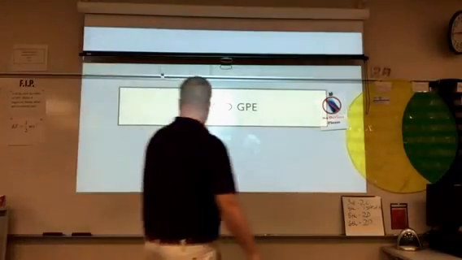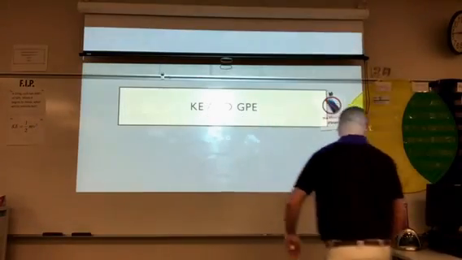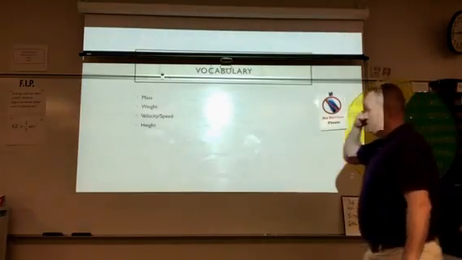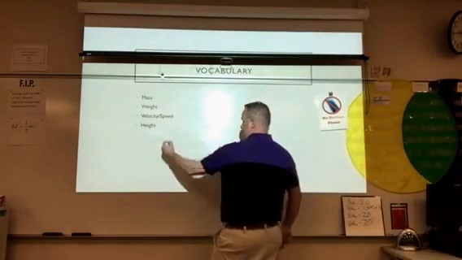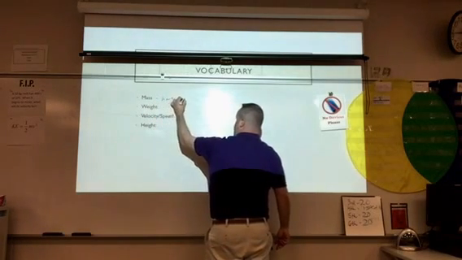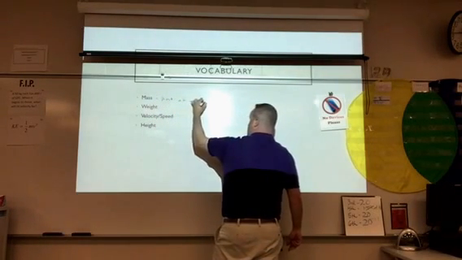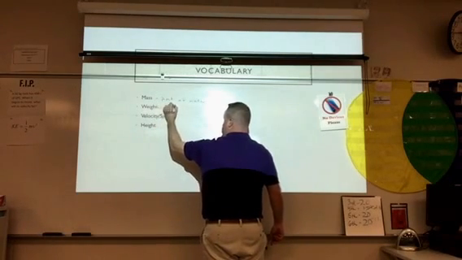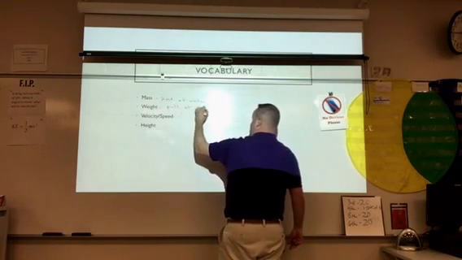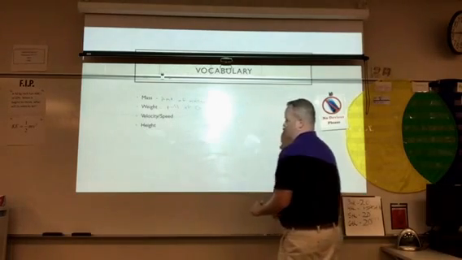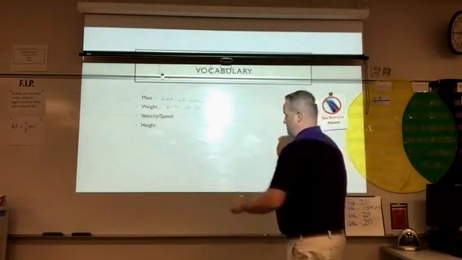So we're going to look at kinetic energy and gravitational positional energy, or potential energy. So some vocabulary terms. Mass is going to be defined as the amount of matter in an object, whereas weight is the pull of gravity on mass. So these are very different terms that we have here.